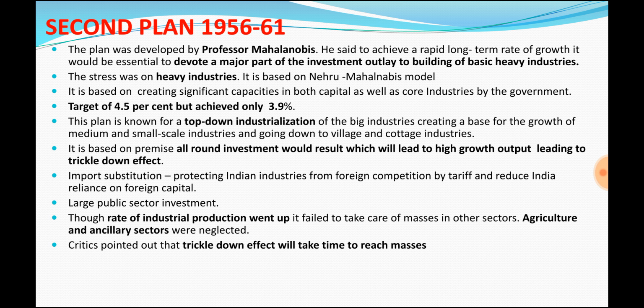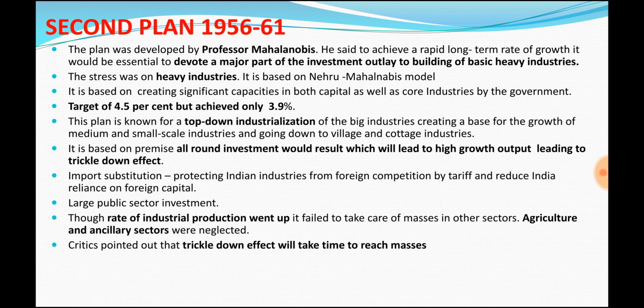Although there was development of industrialization which would eventually raise India towards higher industries, this plan went straight away for basic industries, that is heavy industries, which may not employ many people. This plan is known as top-down industrialization, that is, creating big industries which will create a base for small scale industries, and then help other village-level cottage industries. That is the approach: the all-around investment in heavy industries will trickle down to the bottom. And the problem is that the trickle-down effect will take time.